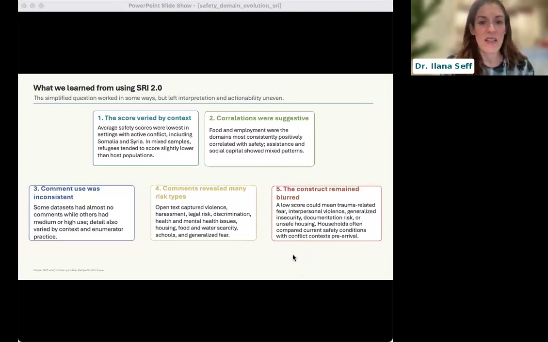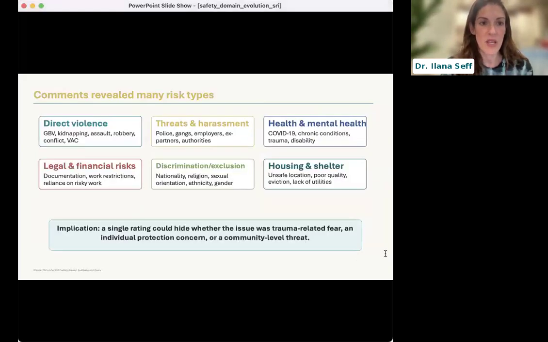And also the construct itself kind of remained blurred. And that wasn't just for people using the tool, that was even with the RSRI team internally. We really struggled with what exactly are we trying to capture with this domain? Obviously, as I said, safety is so complex. There's so many different things we could capture, but what is the most relevant for self-reliance?